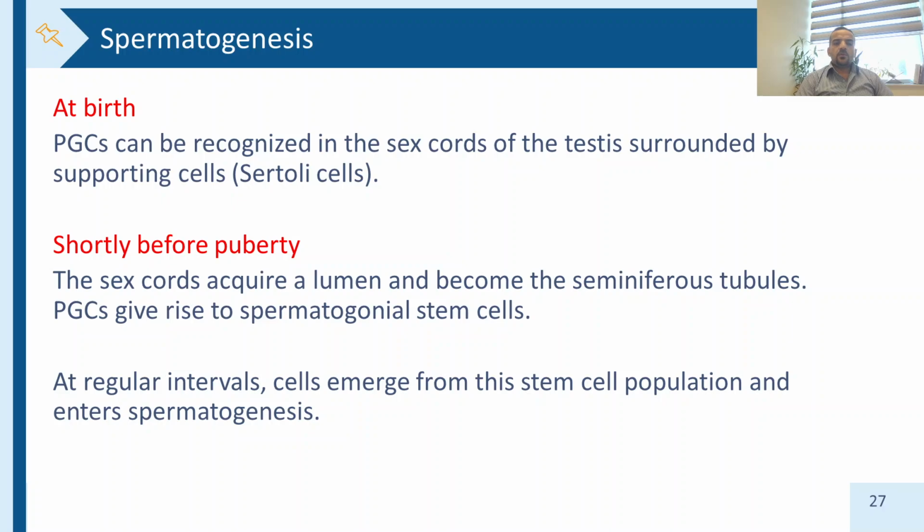Shortly before puberty, the sex cords will acquire a lumen وبعدين تسمى seminiferous tubules. The primordial germ cells will give rise to spermatogonial stem cells. Okay? At regular intervals يبدي recruitment يعني يصير recruitment بالسبرماتوغونيا تدخل عملية السبرماتوجينيسيس وتكون لنا السبرماتوسايتس عفوا تكون لنا السبرماتوزوا.